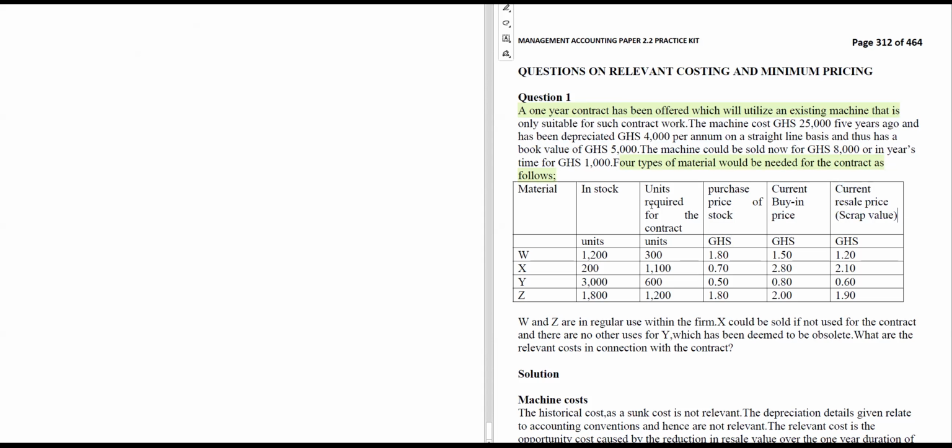So let's see. Now, material W, how much do we need for the contract? 300. So material W, relevant cost of material. We need 300. But how many units are in stock? 1,200. You need 300, but there's 1,200. That means we can pick from the 1,200, right? But there is additional information. You have to look at the additional information.